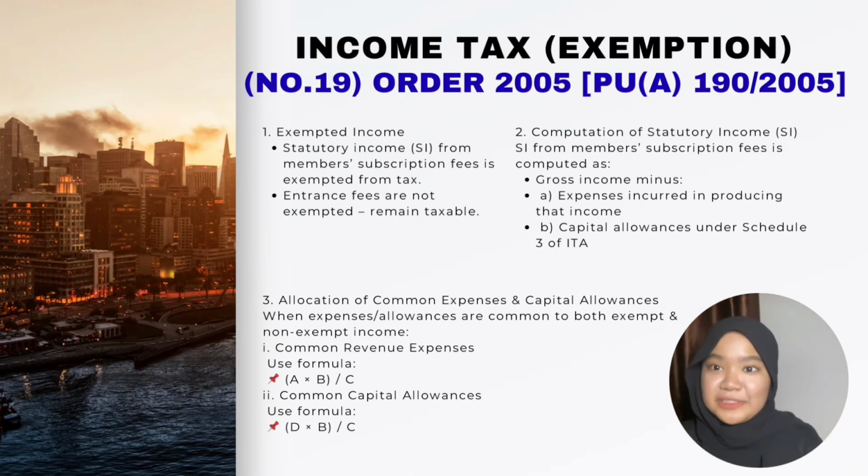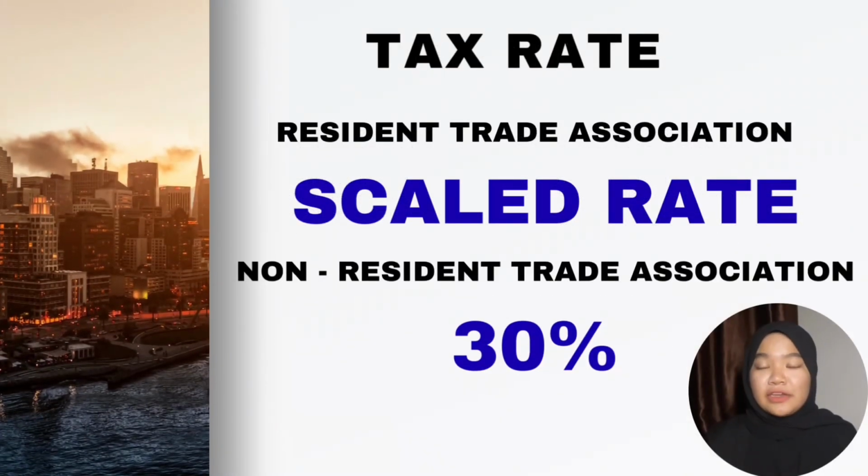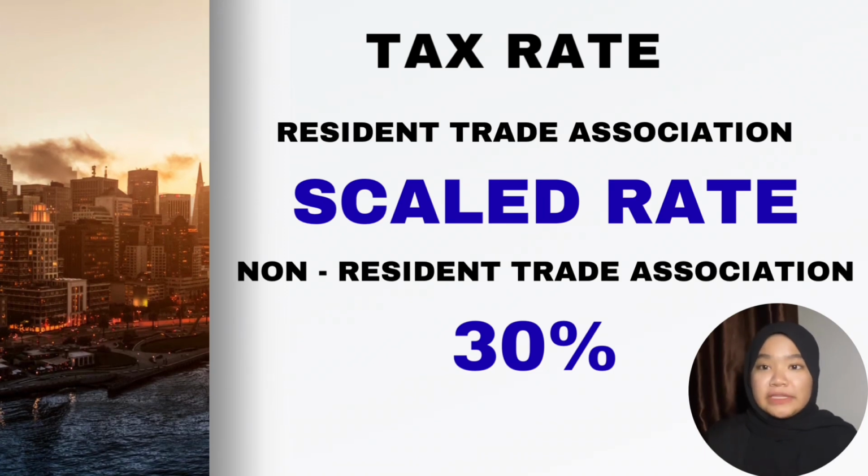The formulas are simple. For expenses, use A times B over C, where A is common revenue expenses, B is gross income from its member subscription fees, and C is gross income from its business sources. For allowance, use D times B over C, where D is common capital allowance. This ensures only the appropriate portion is deducted. Now for the tax rate. Trade associations are taxed as a body of persons. For the residents, they will be taxed like individuals on scale rates. Meanwhile, for the non-resident, we will charge a flat rate of 30%.